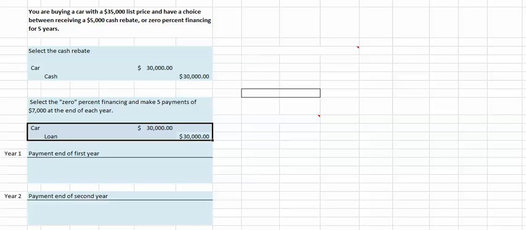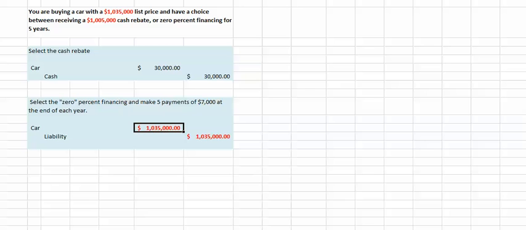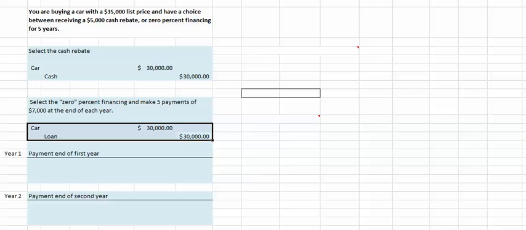Let's take a look at another situation. What if instead of a $35,000 list price, they gave us a list price of $1,035,000 and offered a $1,005,000 cash rebate? Certainly we wouldn't record the car at a value of $1,035,000. We would record the car at its net cash price, which is $30,000. So let's go ahead and continue on. We've recorded the car at $30,000 and a loan for $30,000.